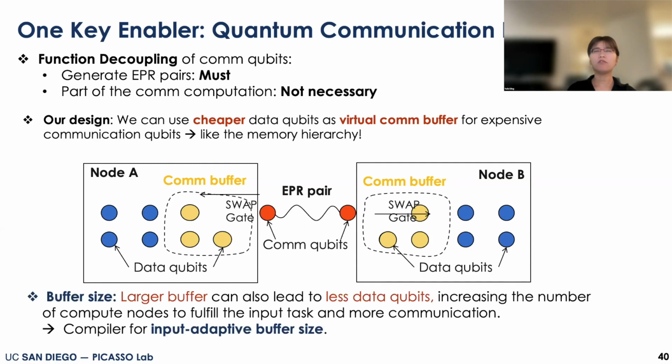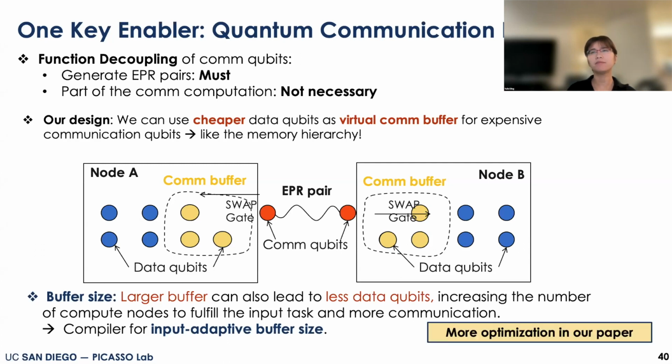Our compiler also automatically decides the best buffer size according to your input program. As you can see, having a large buffer is not always better, because if you have a larger buffer, it also means you have fewer data qubits on your node. And when you have a program to execute, that could lead to more nodes for the execution and more communications.